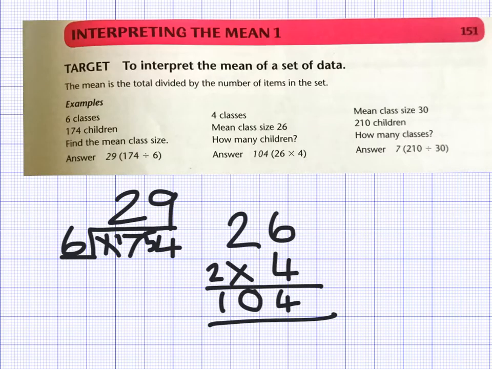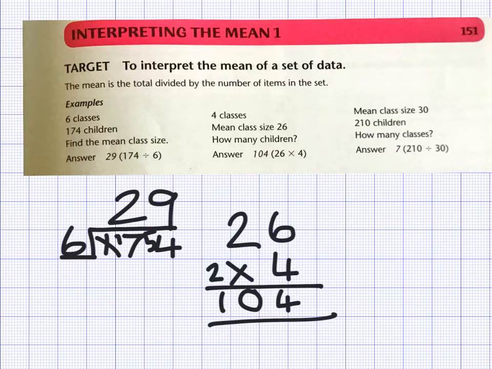Here we have some different examples. In the first example, you can see we know there's 6 classes, 174 children, and we're asked to find the mean of the class size. So we've got our sum down here, 174 divided by 6, which gives us 29.